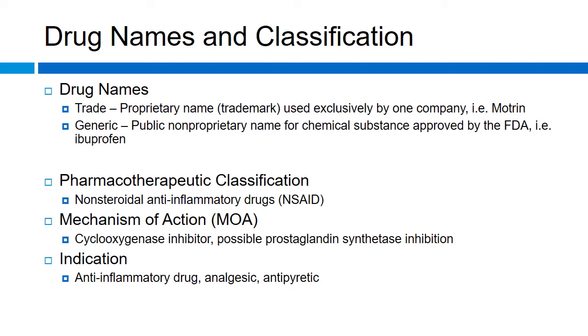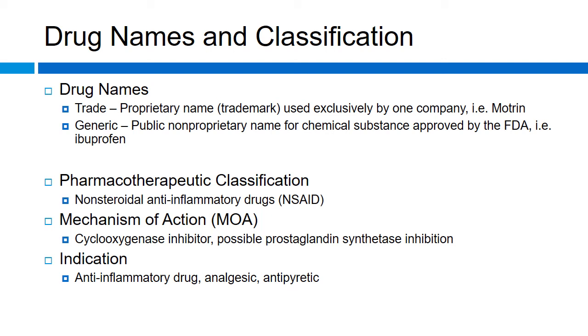So for instance, ibuprofen falls into the category of a non-steroidal anti-inflammatory drug, or an NSAID. We use a lot of acronyms to try to help differentiate these drug categories, but this would be an NSAID. As you can tell, it's a non-steroid, and it's an anti-inflammatory drug. So sometimes the drug classifications are useful to helping you know how the drug works, right?